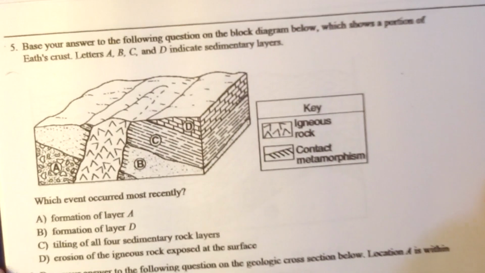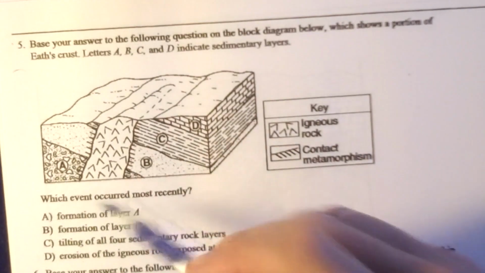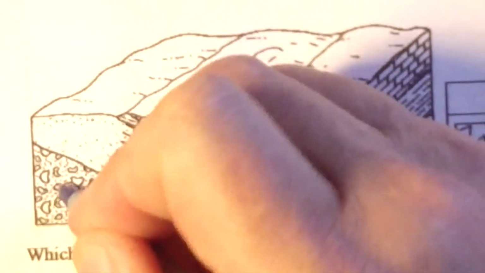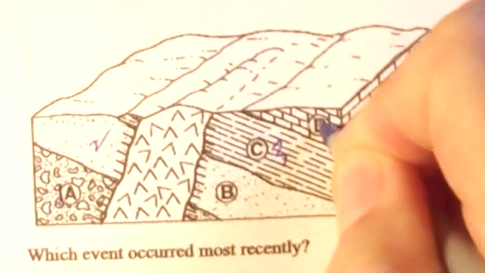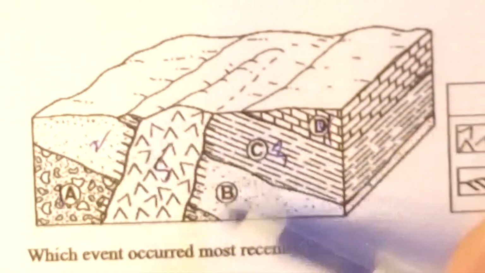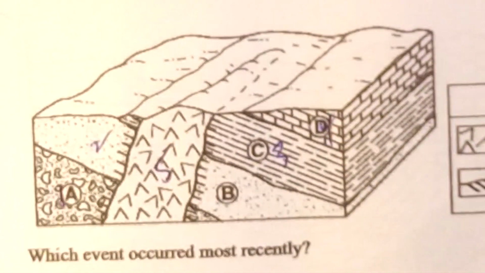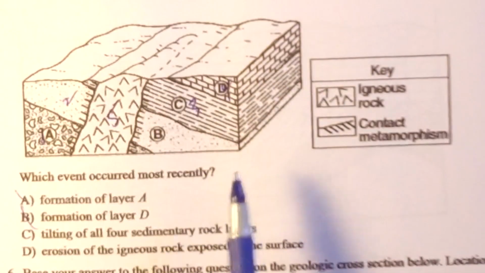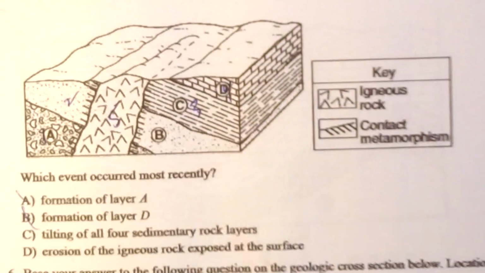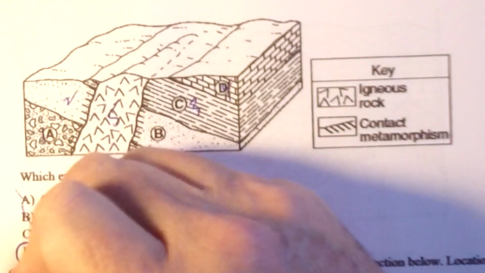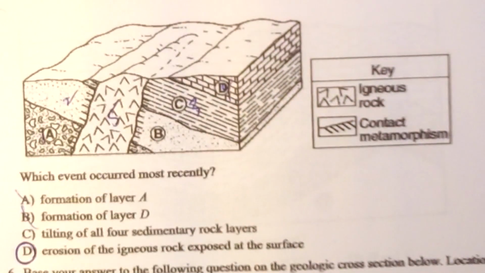Okay, which event occurred most recently? Well, the formation of A is way at the bottom, so that's probably the first thing that occurred. So this is probably a 1, 2, 3, 4, and then this number 5. You know, these had to come before the igneous intrusion. And then we take a look at that. So the igneous intrusion is over D, so it can't be any of those. We notice the tilting of the sedimentary rocks, but the erosion of the igneous rock exposed at the surface, that would be the last thing to happen.